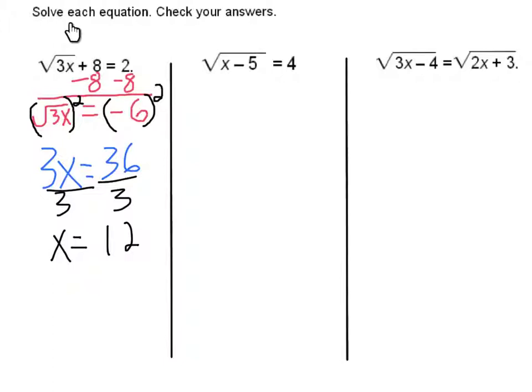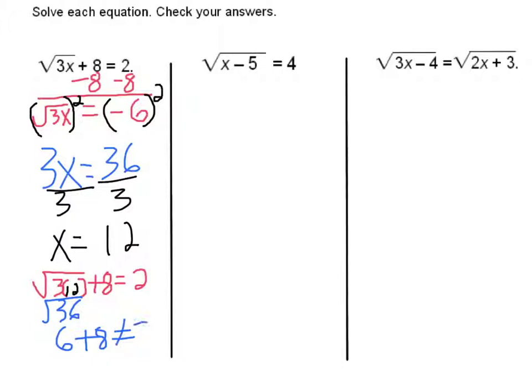Notice it says check all your answers, and we have to talk about that. Because we're dealing with square roots, remember square roots can be positive or negative, we need to take this 12 and plug it in, and watch what happens. So I took the 12 and I put it right here. 3 multiplied by 12 is for sure 36, and the square root of 36 is 6, but 6 plus 8 does not equal 2.